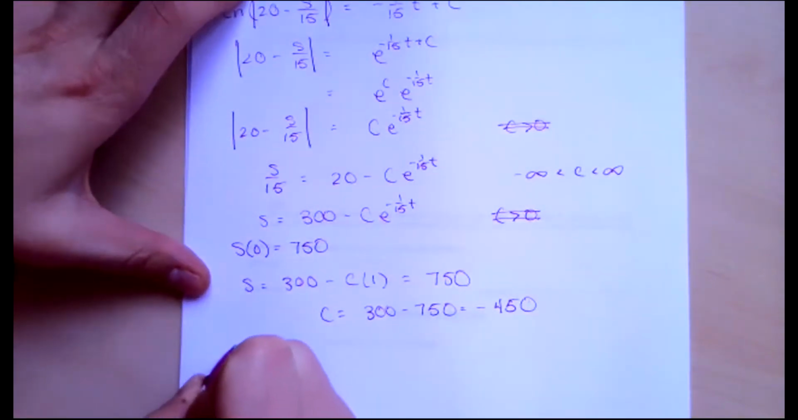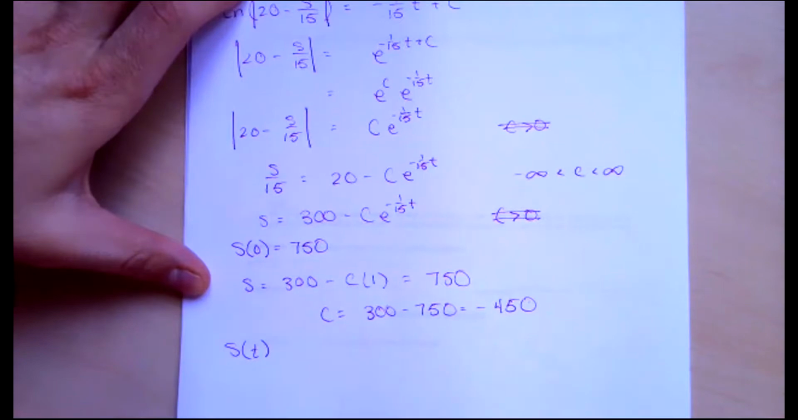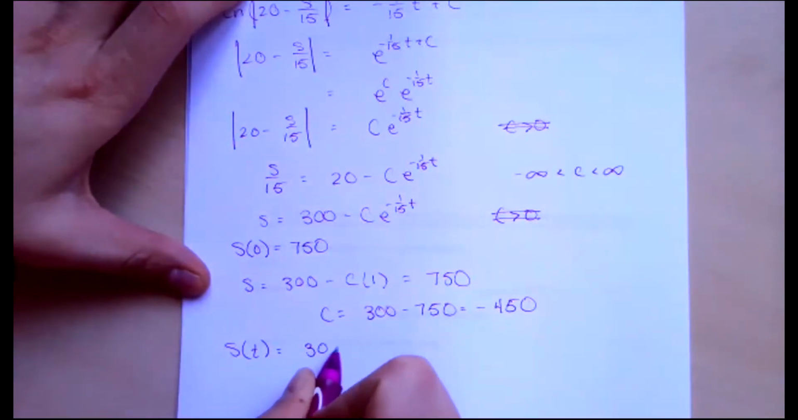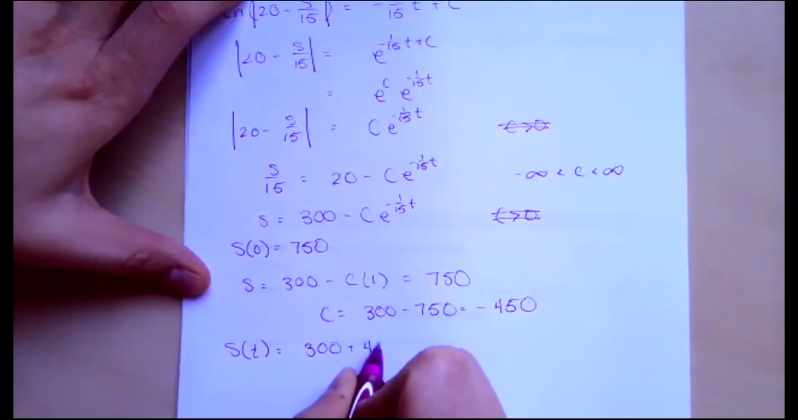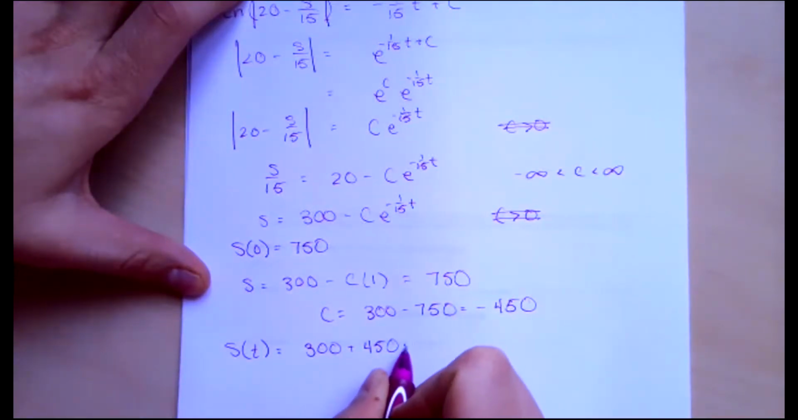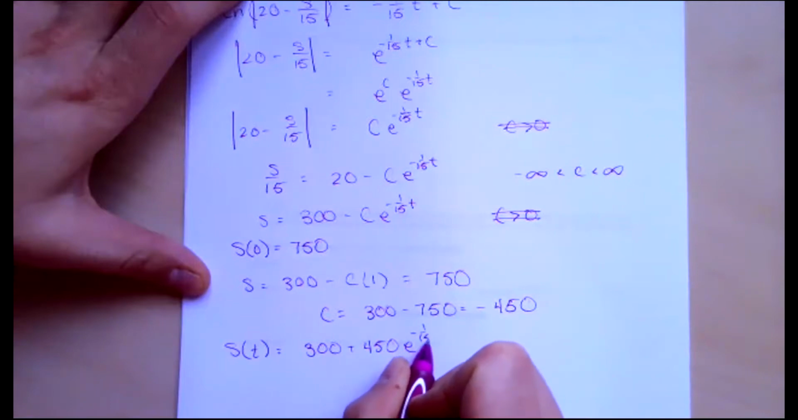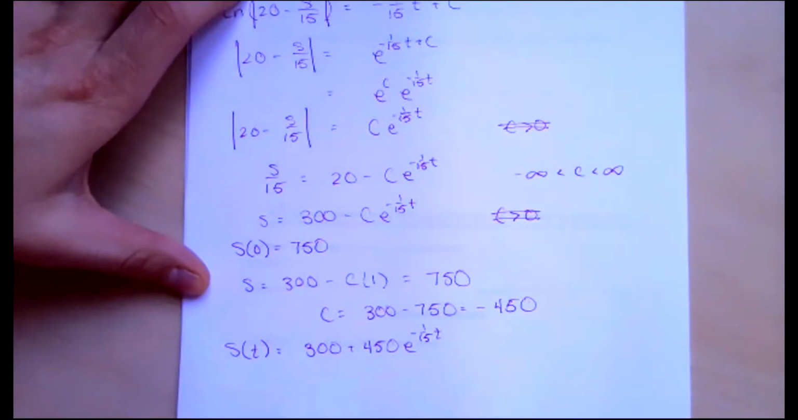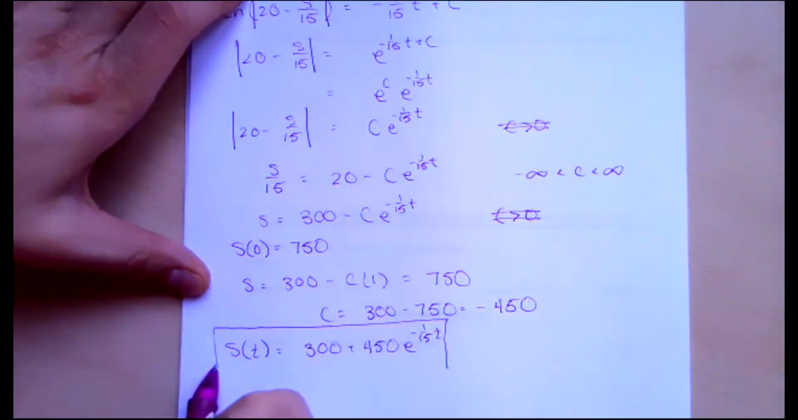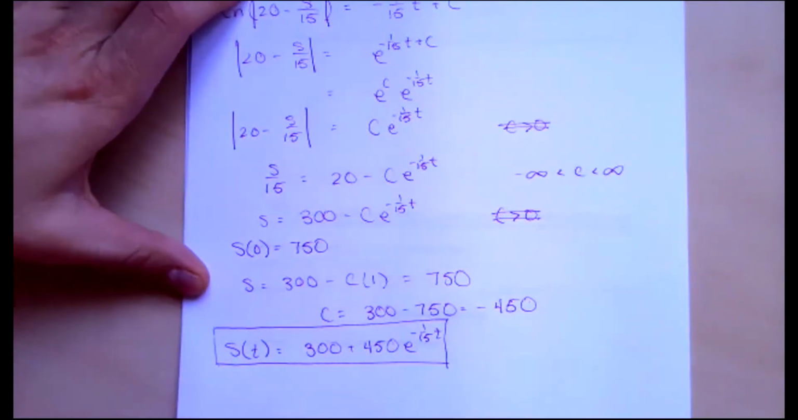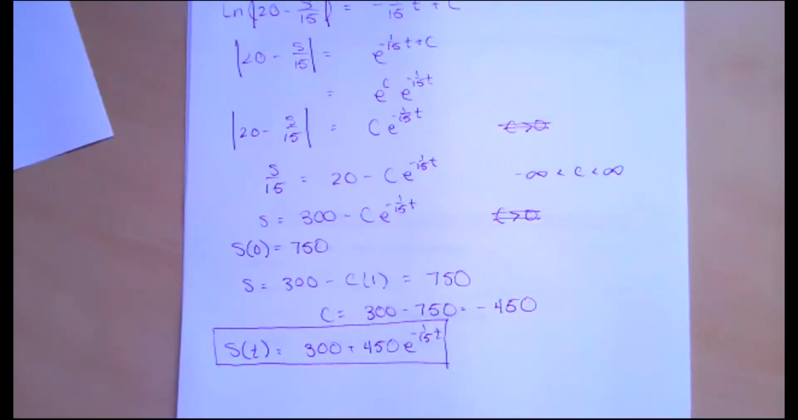And then our S of T is just 300. Now a negative 450 with that minus sign will make it plus 450, e to the minus 1 over 15 T. And this should be a good equation for our system. And we can check. Of course, if I plug in 0, we will get 300 plus 450. We'll get that 750 initially.